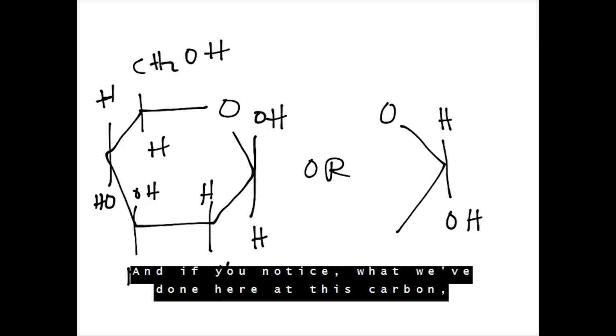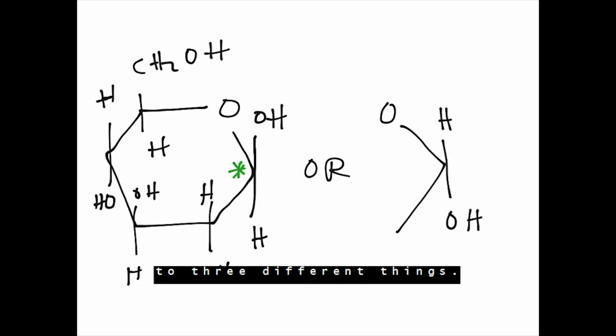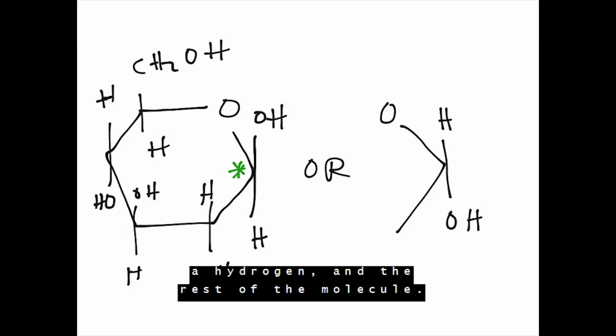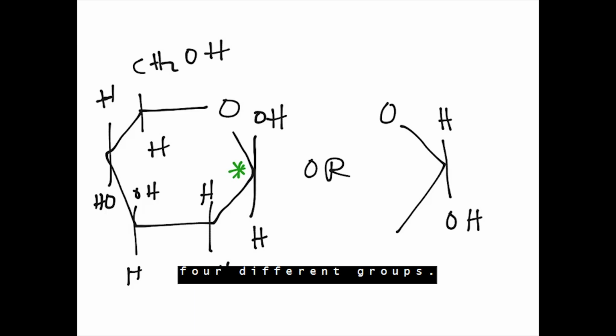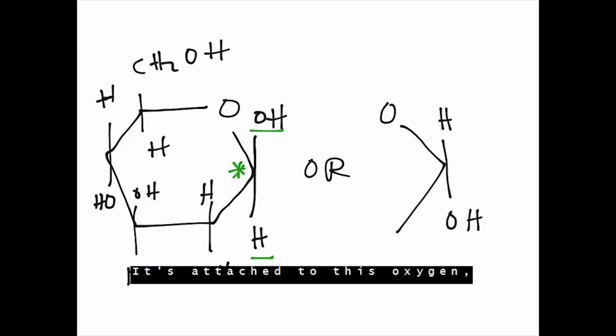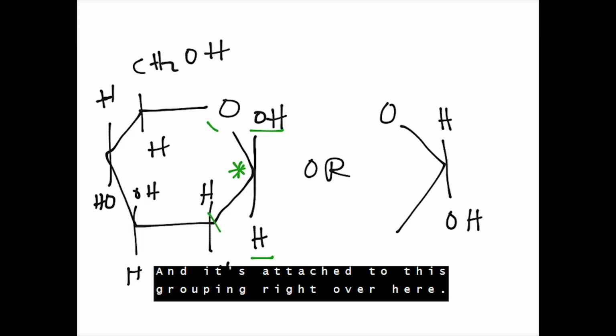And if you notice, what we've done here at this carbon, carbon number 1, which used to just be attached to 3 different things. It was part of a carbonyl, so it was attached to an oxygen, a hydrogen, and the rest of the molecule. Now it's attached to 4 different groups. It's attached to this hydrogen, this hydroxyl group, this oxygen, which goes on to the rest of the molecule, and this grouping right over here. We now have a new chiral center in our molecule.